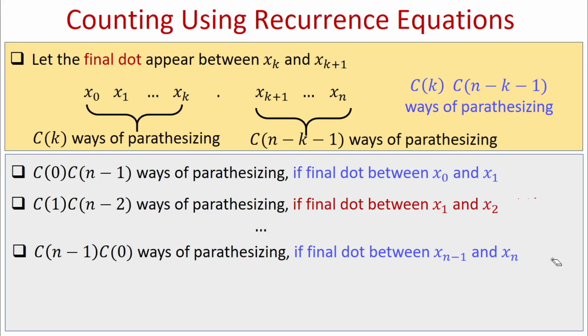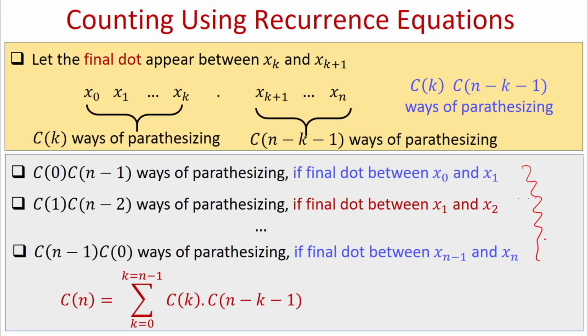So that's why k ranges from 0 to n minus 1. Your k could be 0 or 1 or up to n minus 1. So that's why I get the recurrence equation that c of n is equal to the summation of k equal to 0 to n minus 1, of the product of c of k and c of n minus k minus 1. Okay, and why am I adding all of them? Because all these are disjoint categories of parenthesizing, right? There is no overlap. There is nothing which gets counted twice, so I don't have to exclude anything.